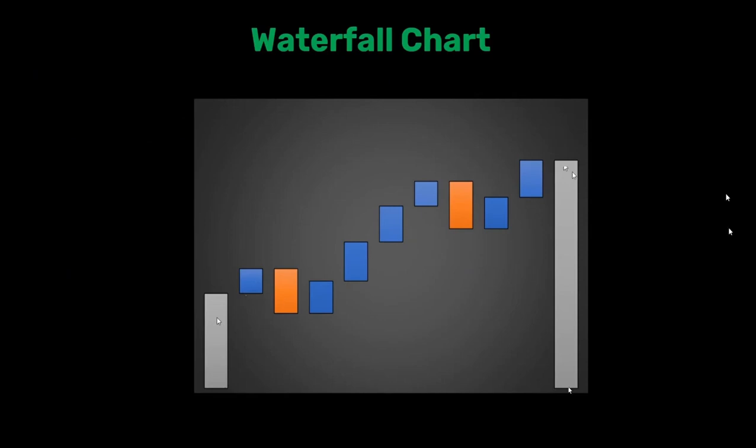So waterfall charts, like I said, show a running total as values are added or subtracted. This chart helps us understand how the starting position either increases or decreases through changes by a series of positive or negative values, just like in a bank statement of credit and debit.